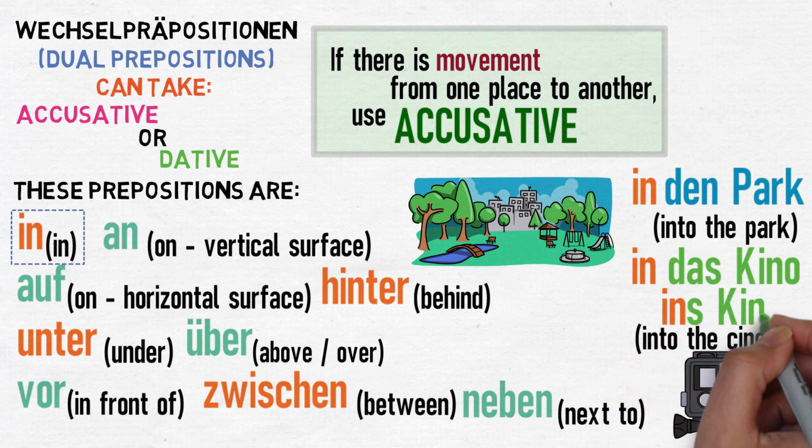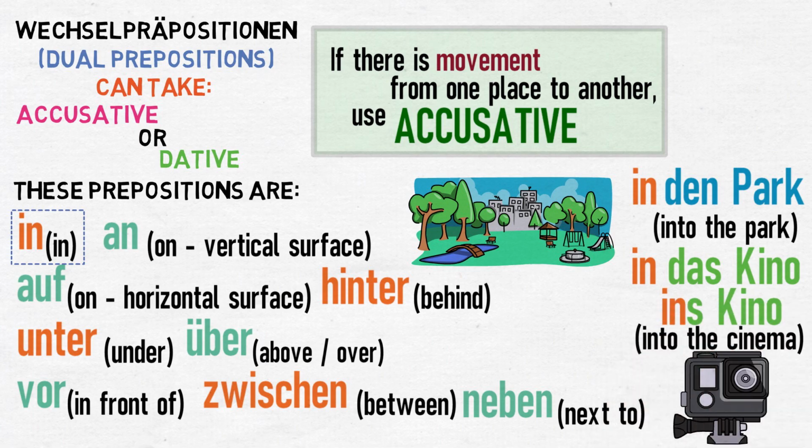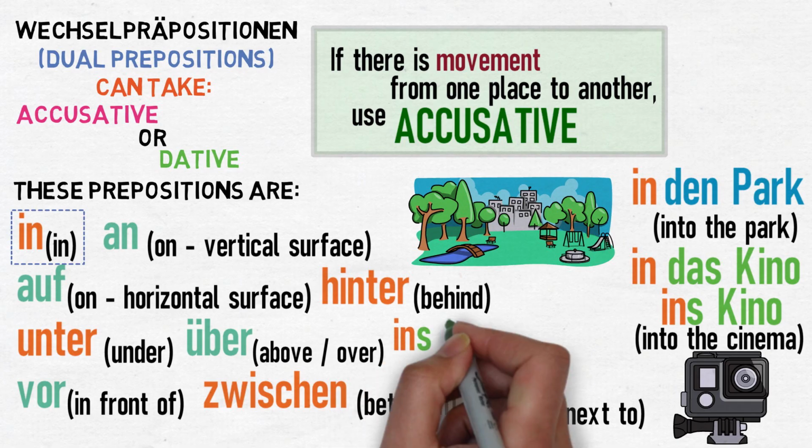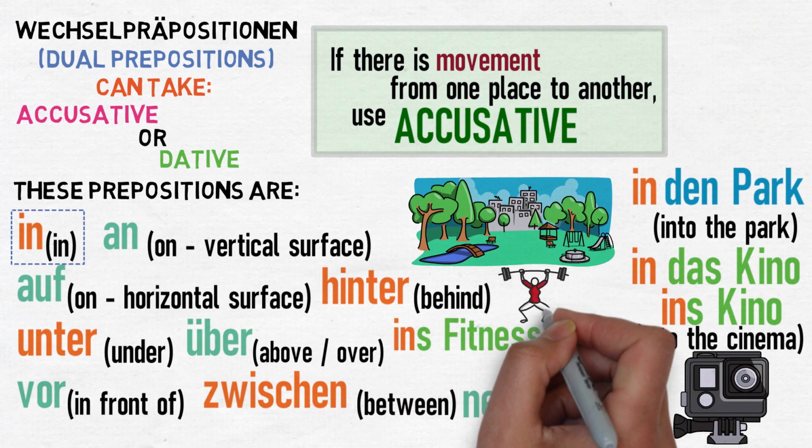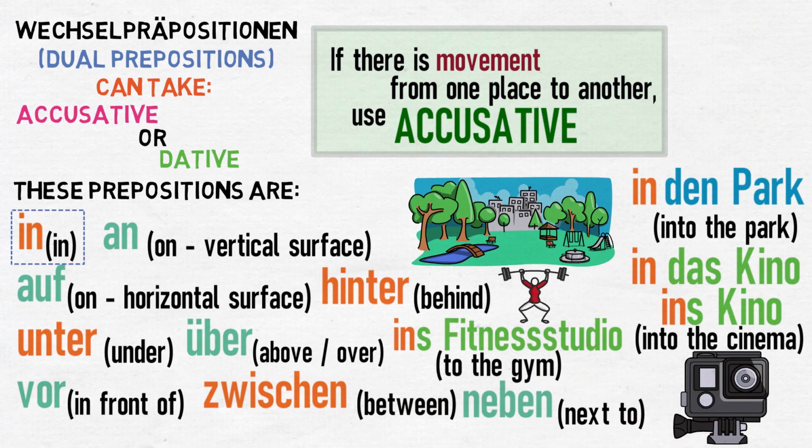This can also be shortened to ins, and you can use this with other neuter nouns. For example, ins Fitnessstudio, to the gym. In this sense, in can also mean to. So ins Kino can also mean to the cinema.